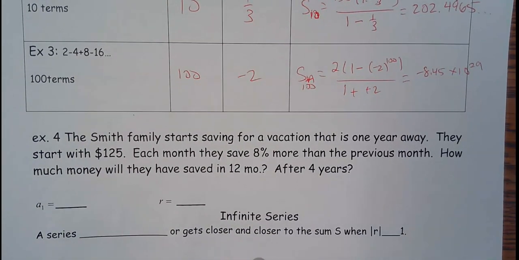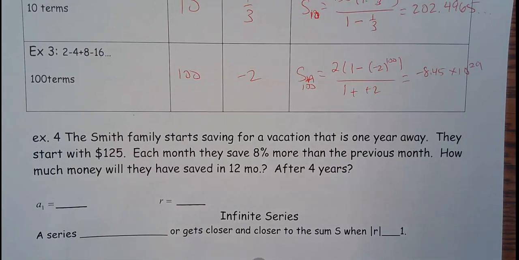Okay, the next one, the Smith family. Let's do an application. The Smith family start saving for a vacation that is 1 year away. They start with $125. Each month they save 8% more than the previous month. So it's not like they put $125 in the bank and they're earning 8% interest. The next month they're going to save 8% more than $125. So you've got $125 plus another $125 and a little bit more. So they'll have $250 with a little bit more on top by the end of the second month. So they're just going to keep saving more and more every month. How you would possibly keep that up, I don't know.